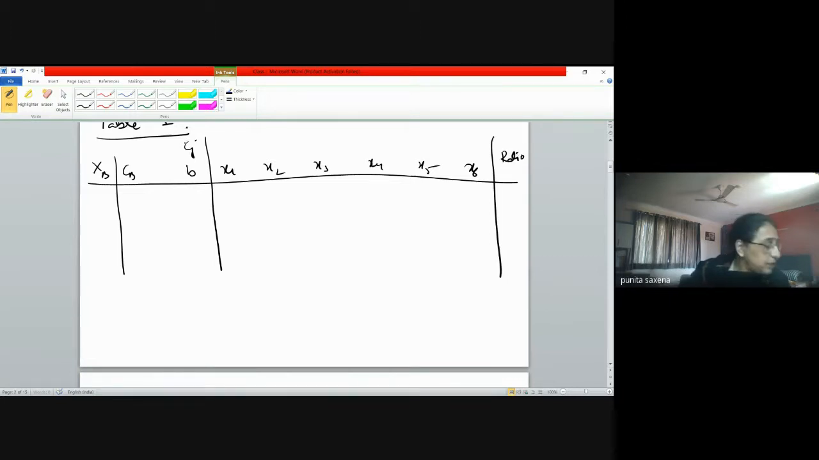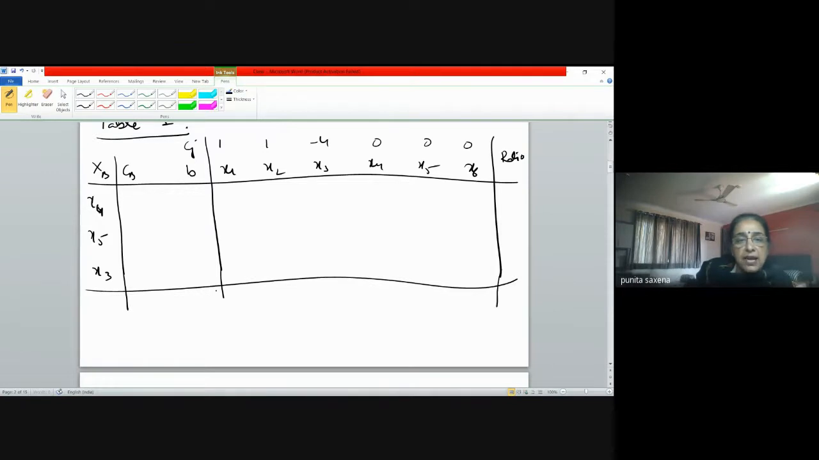And what were the entries here? 1, 1, -4, 0, 0, 0. Now, what are your basic variables now? X4, x5 and x3, because x3 has entered the basis and x6 has left the basis, right? As a result, your CBs will change, because now for x4, C4 is 0, C5 is 0, but C3 is -4. So it will change.